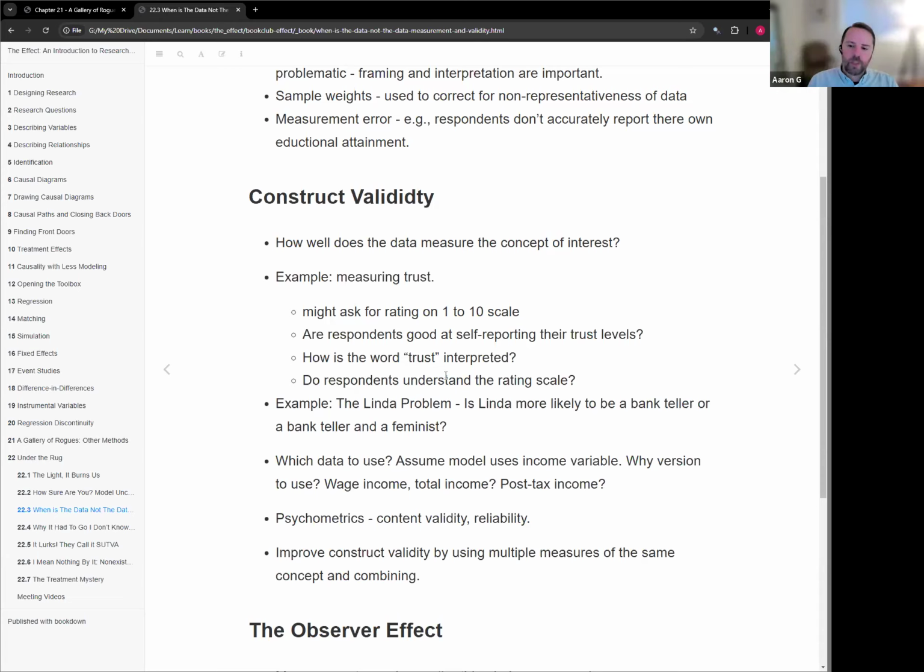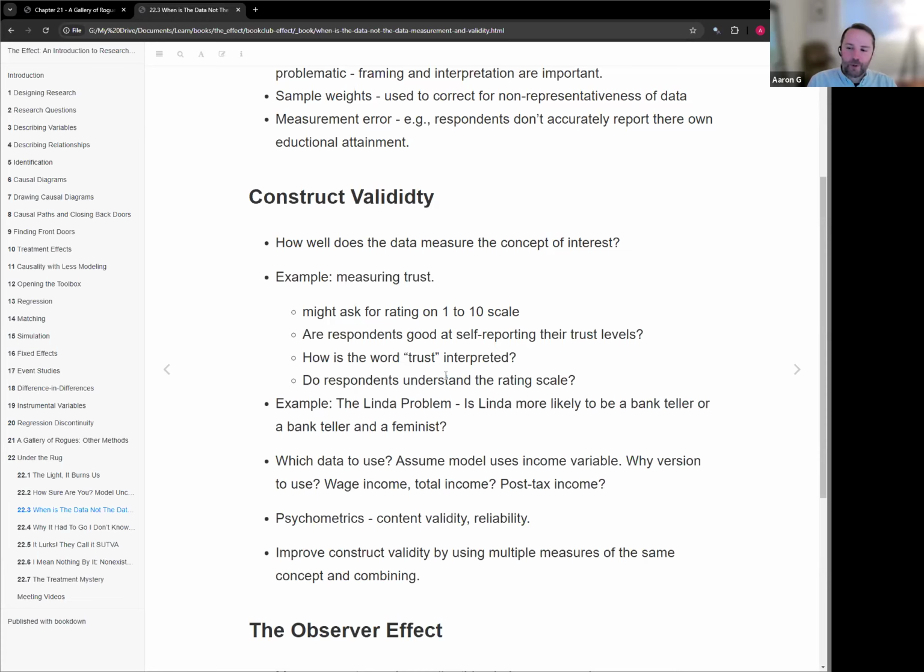And then you have something called the Linda problem. I think this is just one example of how construct validity can be called into question. The idea with this one is folks are given a story about this woman named Linda, with details about her background that are supposed to give you the impression that she is a feminist, right? And after that vignette is discussed, a question is posed. Is Linda more likely to be a bank teller or a bank teller and a feminist?